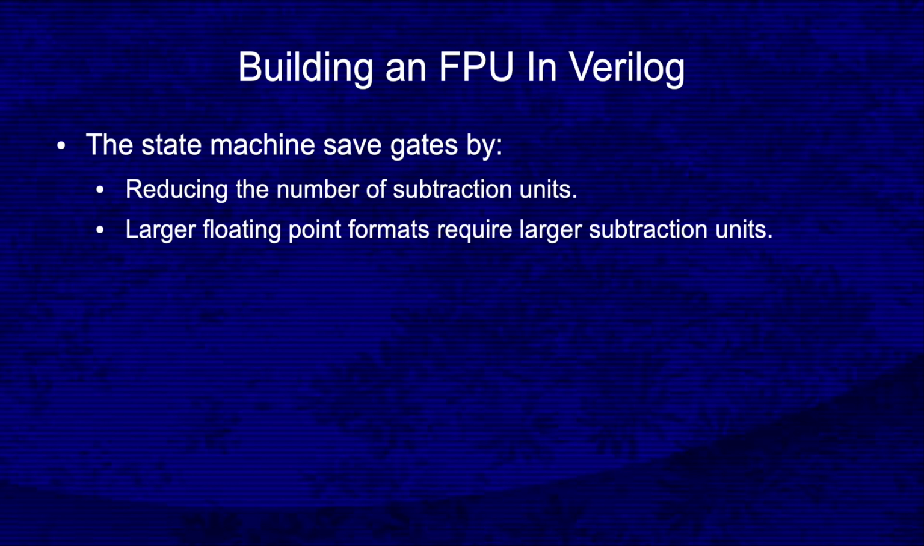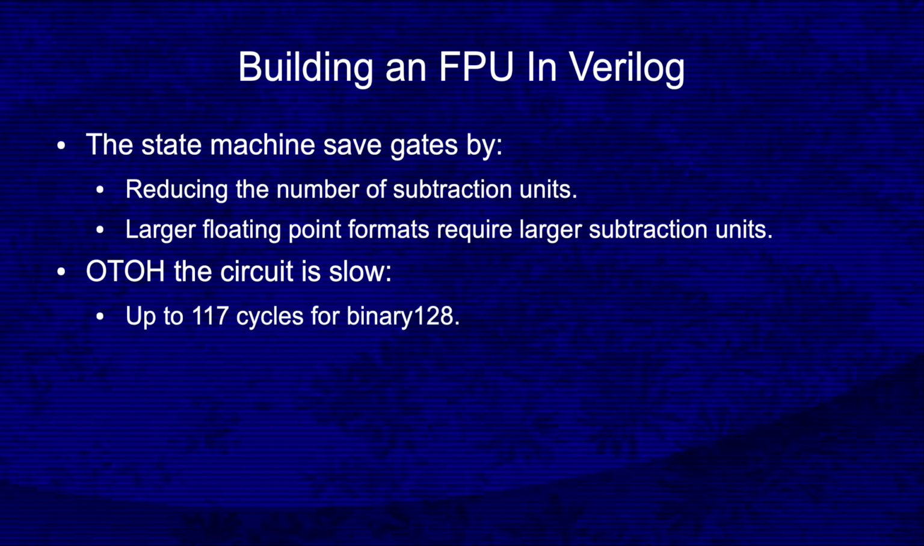The second way this circuit saves gates is related to reducing the number of subtraction units. As the size of the operands increases, we don't just require more subtraction units, we require larger subtraction units. 113 subtraction units computing 115-bit quotients requires a lot of chip real estate. The downside is that this circuit requires, worst case, nsig plus 5 cycles to compute the quotient. For the binary128 floating point format, this means it will take 117 cycles to get the final result.